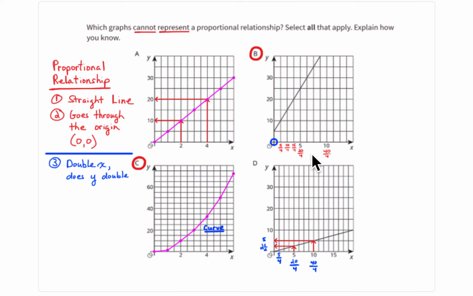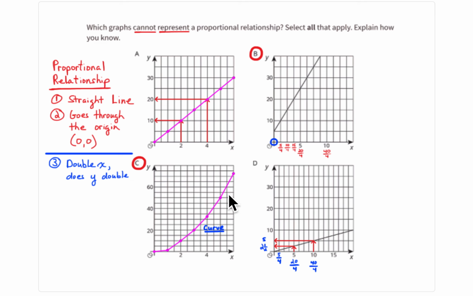So just to check, what happens when you double the x value? What happens to the y value? Well, if you go from 5 fourths to 10 fourths, that's doubling from 5 to 10. At 5 fourths, y is equal to 10. At 10 fourths, y is equal to 15. So y does not double. Y goes from 10 to 15 rather than 10 to 20. So it's another piece of information that tells you that B is not a proportional relationship.